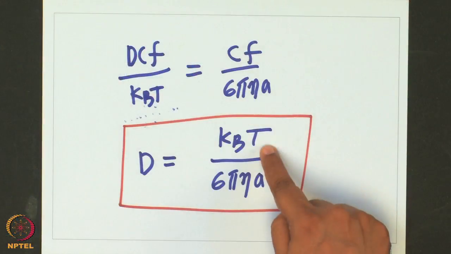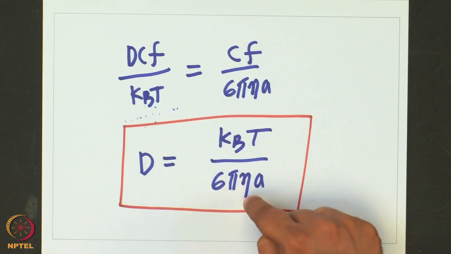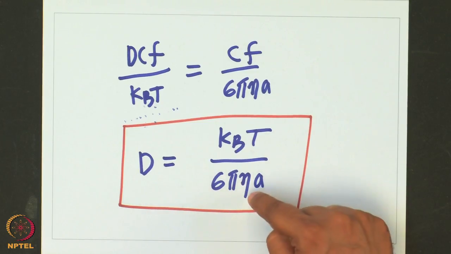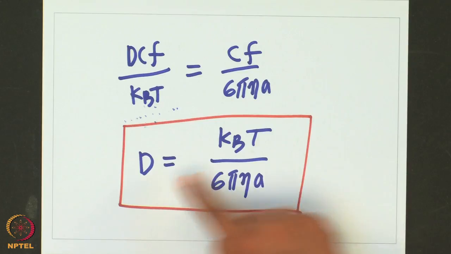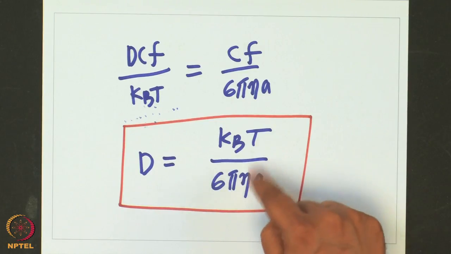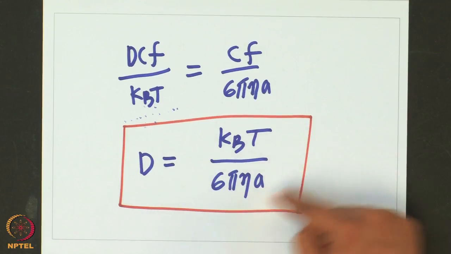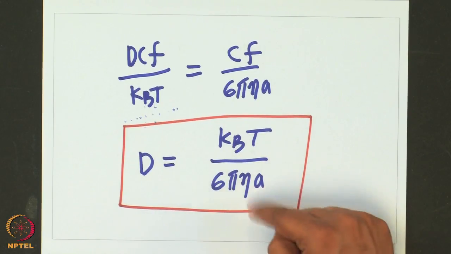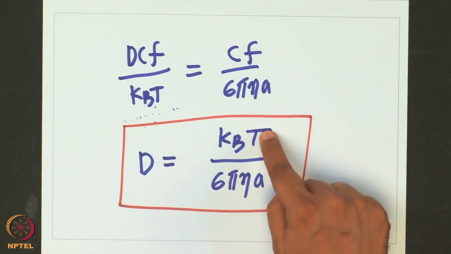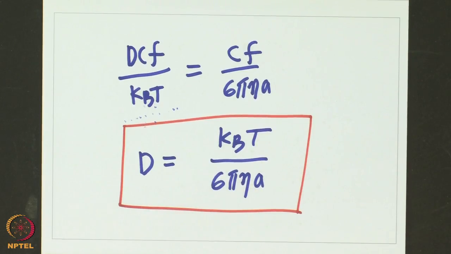D is proportional to temperature. Higher the temperature, more the diffusion constant. Lower the viscosity, higher the diffusion constant. Higher the viscosity, smaller the diffusion constant. And a, the bigger the particle, smaller the diffusion constant. So, this diffusion constant depends primarily on three quantities: temperature, viscosity, and the size of the particle.